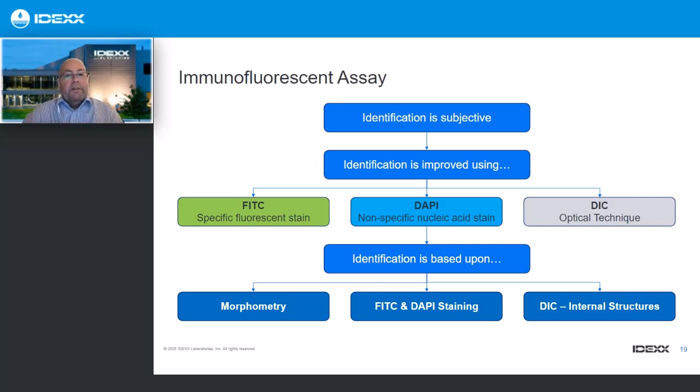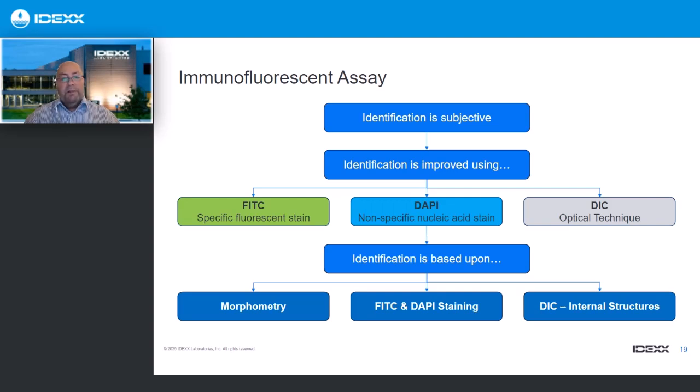Covering the way we identify these organisms, it's very, very subjective. We try and improve identification methods using specific fluorescent stains such as FITC. We also use non-specific nucleic acid stains. The one that's typically used is DAPI. And then we also use optical techniques such as differential interference contrast microscopy. And then the identification, again, very subjective, but it's based on morphology, so the shape of the organism itself, the intensity of the FITC and the DAPI staining, and looking for internal structures using DIC microscopy.